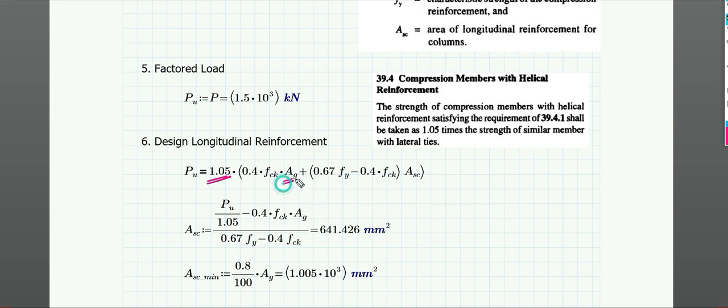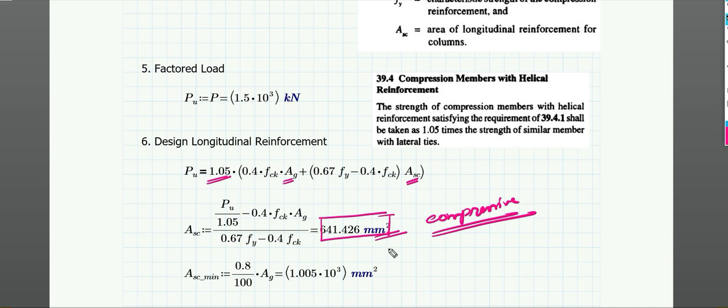So you put the values. Ag is already known to you. You just need to find out Asc. You put the values and Asc comes out to be 641.426 mm square. So this much of compressive steel needs to be provided in the column.